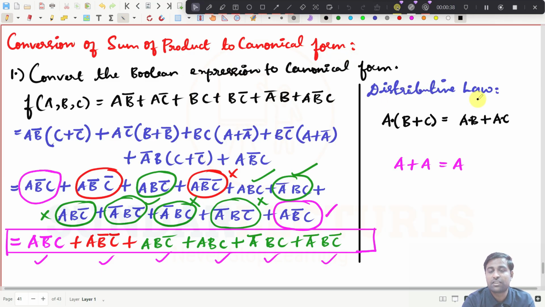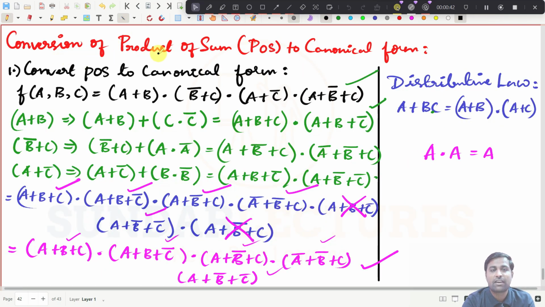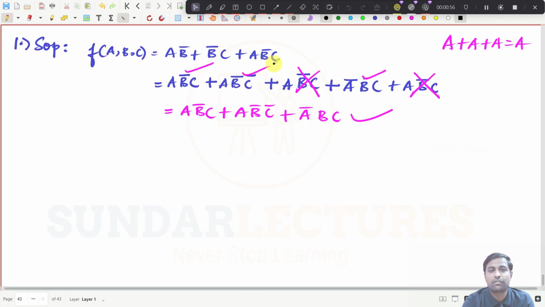So we have used distributive law to find the canonical form, as well as we have gone for the product of sum to the canonical form, and also we have used the distributive law again, right? So we have converted the product of sum into canonical form, and that is the procedure we have seen. And then also we have seen the shortcut method, right? We will see in the next class.